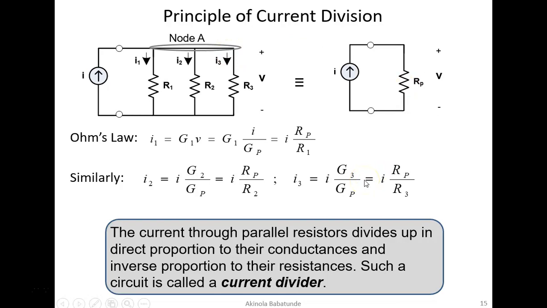Now, let me quickly call your attention to something. When we were finding voltage, we said that V1 will be equal to R1 over RP multiplied by the voltage source. But in the case of the current, it's going to be RP over R1 multiplied by the current source. Take note of that inversion there. The current through parallel resistors divides up in direct proportion to their conductances and inverse proportion to their resistances. If we have such a circuit, it is referred to as a current divider.